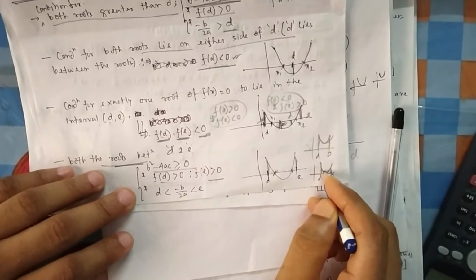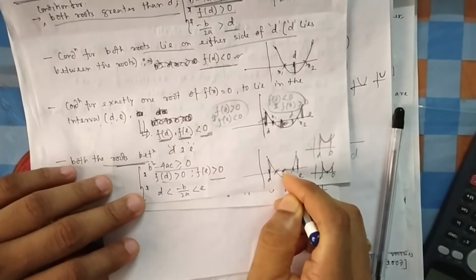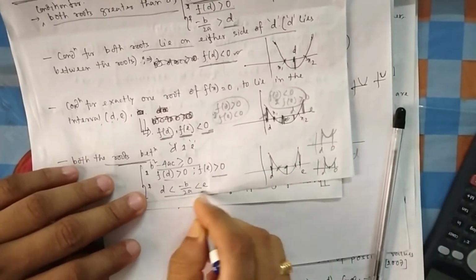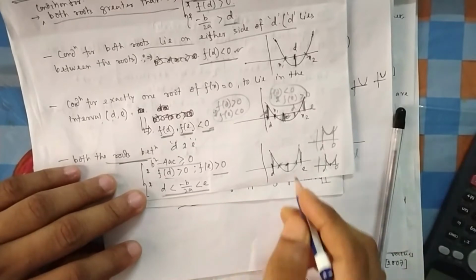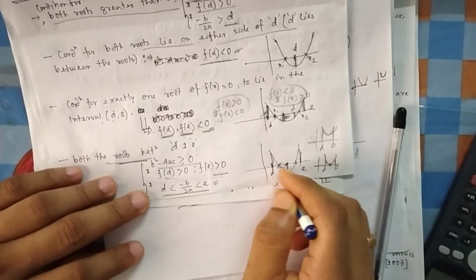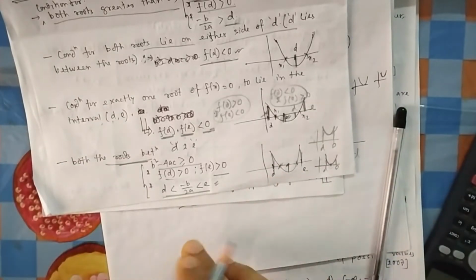So then it should come something negative. So that minimum value should lie between D and D. If it is lying between D and D, then you are perfectly sure that it is crossing two values and the roots are in between D and D. So they are asking that both the roots should be between D and D.